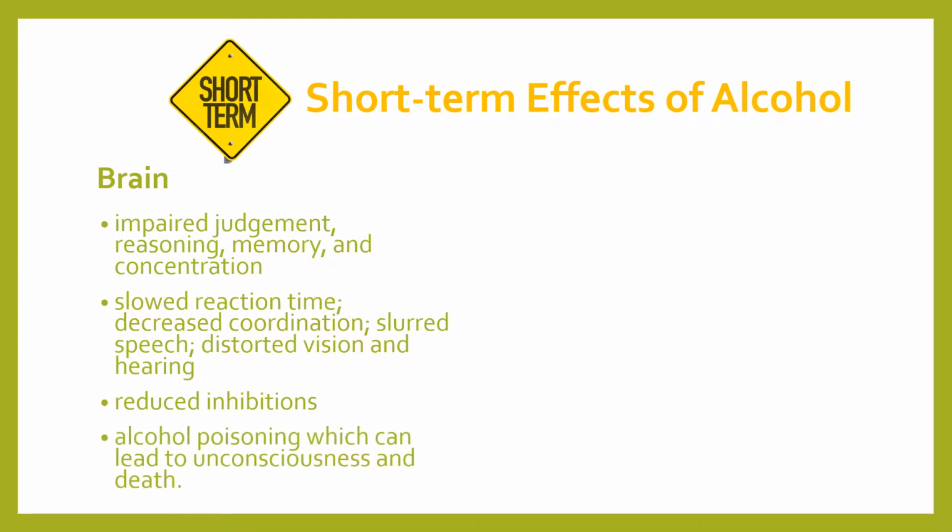And alcohol poisoning. This causes unconsciousness. The large amount of alcohol decreases your brain's ability to remember when to breathe, and also suppresses or even stops the gag reflex, which prevents choking, which can lead to death. Now, these are all just effects on the brain. Next, we have the liver. And the short-term ways in which it is affected.